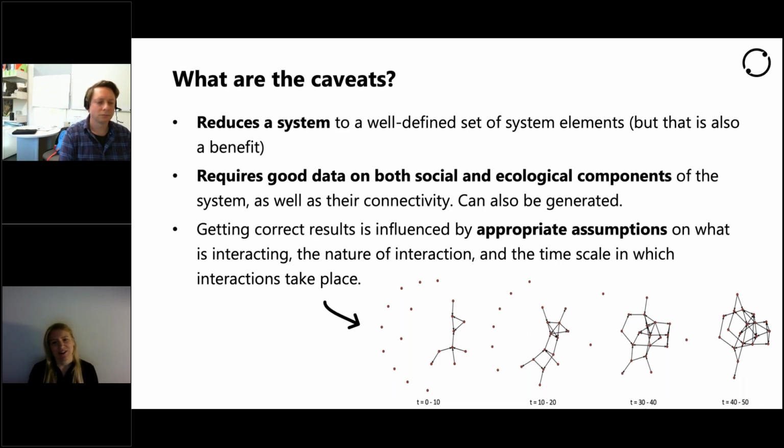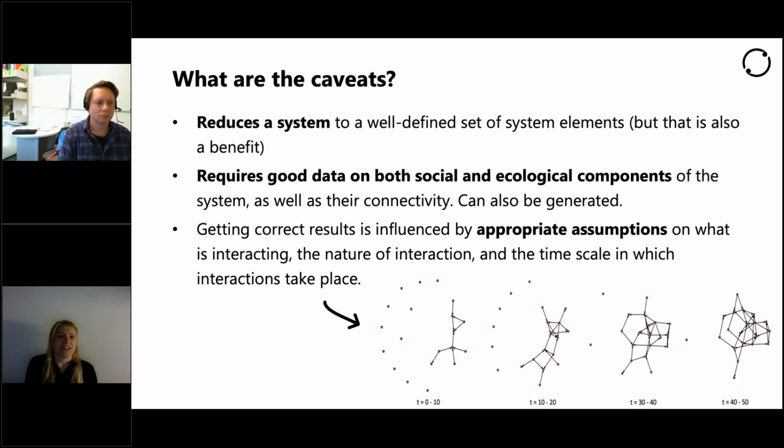And then it's quite data heavy. So you need to have good data both on the social and ecological components of the system, as well as how they are connected. But to some extent, there are random network models that we can use. For example, for social data, we can think that people who are most alike are more likely to be connected, or we can look at ecological traits and see which species might eat another.